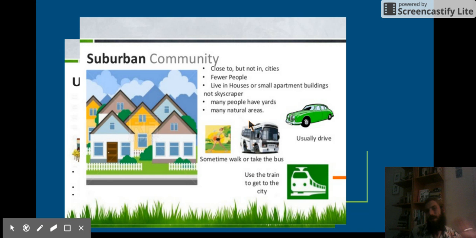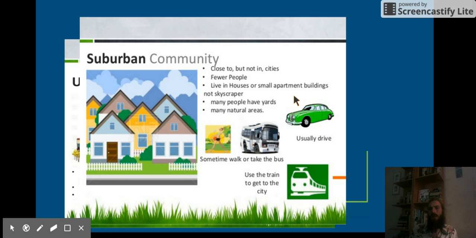You have lots of tall skyscrapers, a lot of people living in a small area. Then you leave your urban communities and you start to get to suburban communities. Maybe there's people who work in the city, but they don't want to live in all of that traffic and with all those crowds. So they live out in a suburban community. They're close to, but not in cities. There's fewer people. People live in houses or small apartment buildings, not skyscrapers. Many people have yards because you have more space, and there's more natural areas like parks and things like that. Now, most people are going to drive. There's not as many buses and trains in the suburbs. And also, you have room for a car because you have a driveway to park it in. Okay, so suburban communities, a little different than urban communities, found right outside.